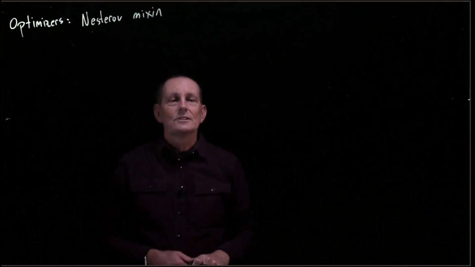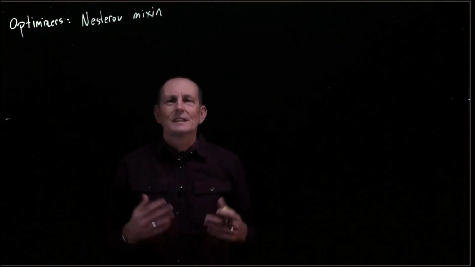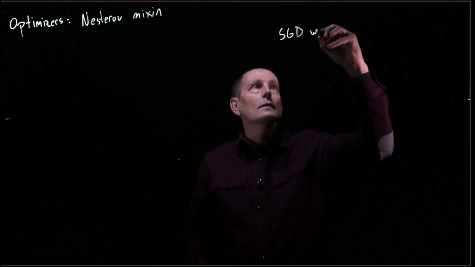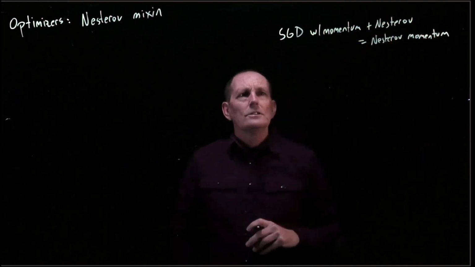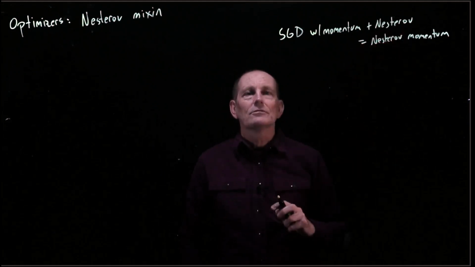Nesterov is a kind of a mix-in. So we've seen that you can add Nesterov to standard gradient descent with momentum to get what's called Nesterov momentum. If we take standard gradient descent with momentum and add Nesterov, we get Nesterov momentum.